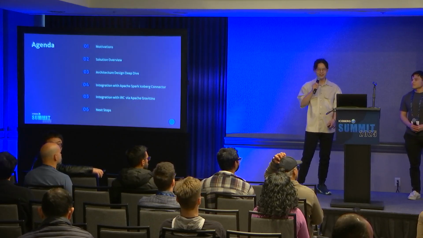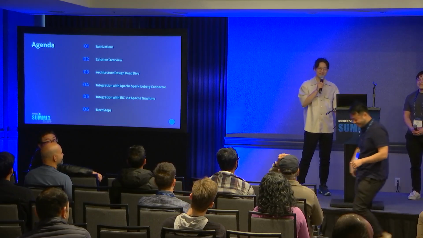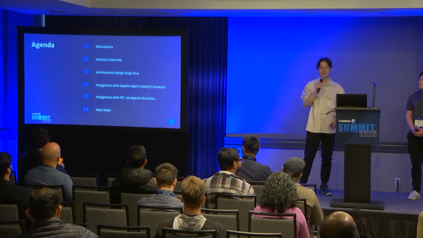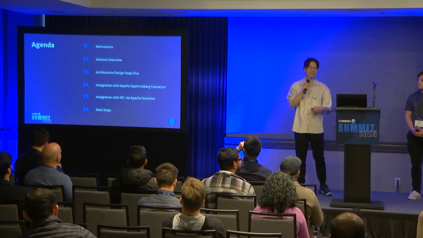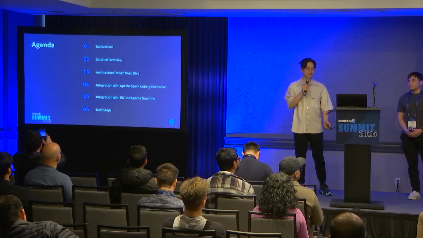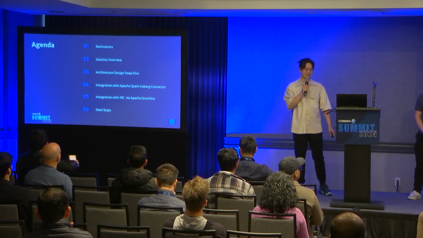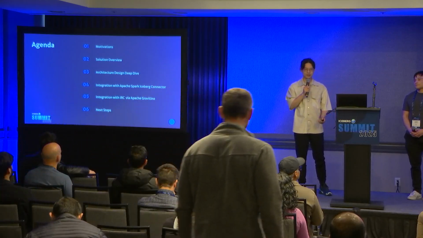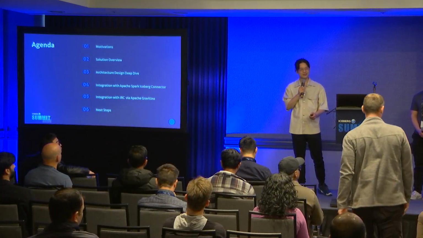And we have a very long agenda today. So first of all, we are going to talk about the motivations for why we are doing this. And then we are going to present our solution, an overview of that, and then dive deep into the architecture design. And then we're going to talk about integration with the Apache Spark Iceberg connector, and also integration with Iceberg REST catalog via Apache Gravitino. And in the end, we're going to talk about the next step about what we want to do.